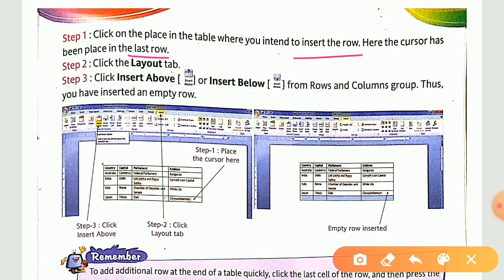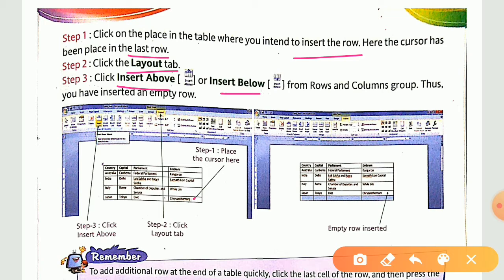the same step is over here also. You just have to place the cursor in the table where you intend to insert the row. Again, in this example they have placed the cursor at the very end. Now again you have to click on the layout tab, and then you just click on insert above or insert below.